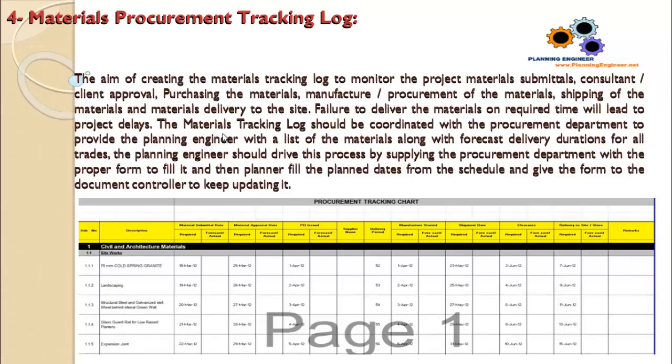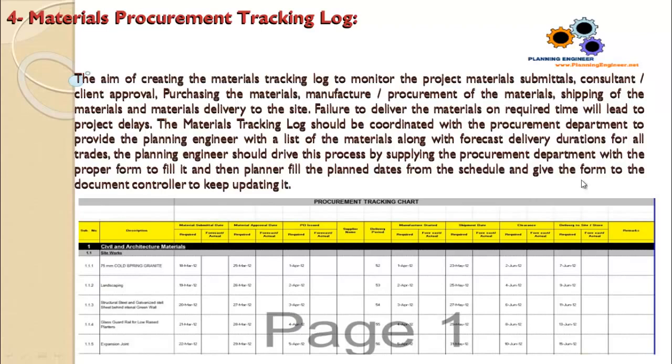Material procurement tracking. The aim of creating the material tracking log is to monitor the project materials: submission, consultant or client approval, purchasing the material, manufacture or procurement of the material, shipping of the material, and the material delivery. So we need to inform the procurement department when we need this material on site. So going back from this date, we should ship the material.